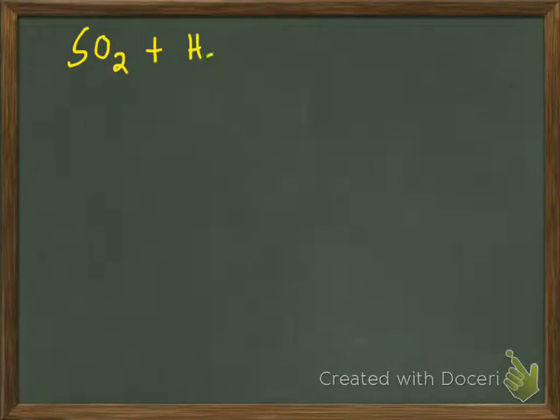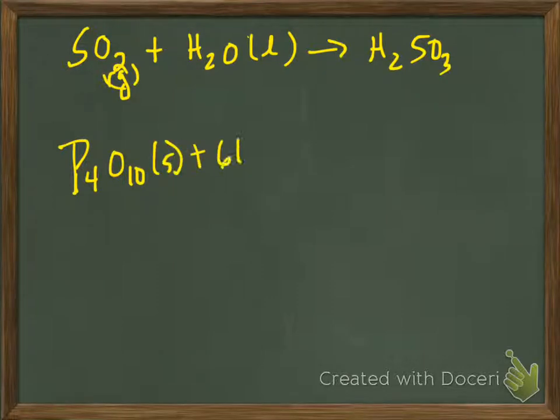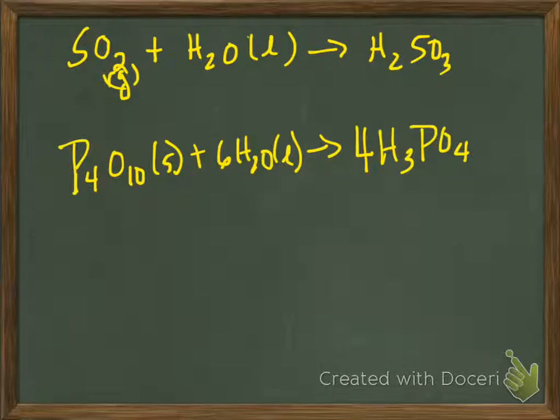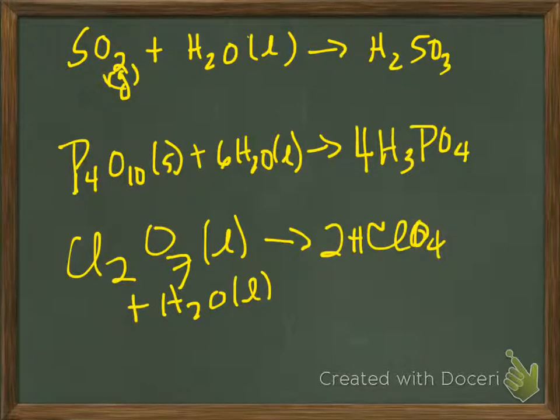Sulfur dioxide reacts with water. This is a gas. Goes to make sulfurous acid. SO3 goes to make sulfuric. Then we have P4O10 with water to make phosphoric. And then we have dichlorine heptaoxide with water, going to make perchloric acid. Alright, the next thing I'm going to draw is kind of a summary.